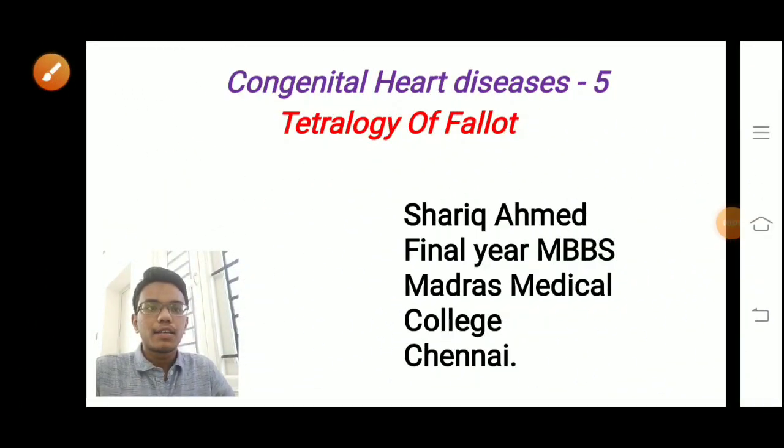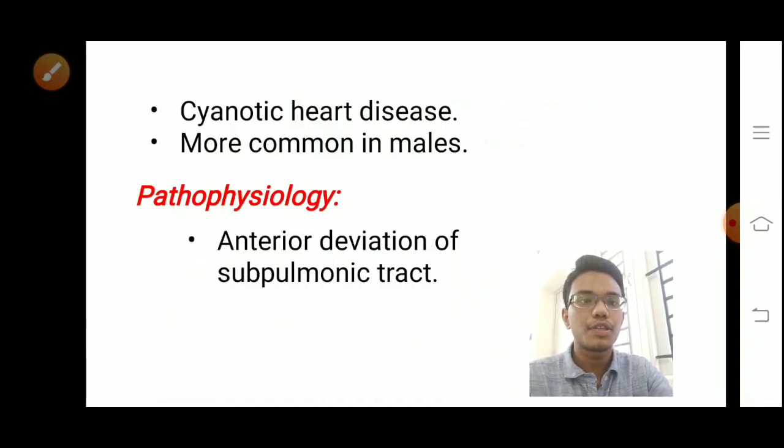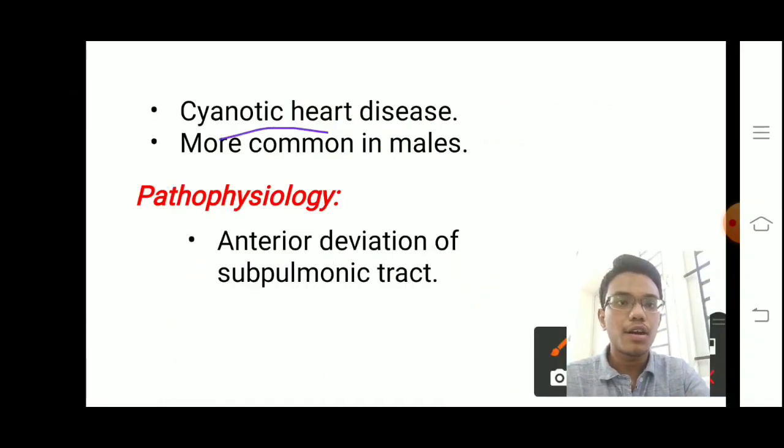Welcome back. Today we will learn about Tetralogy of Fallot, that is TOF. Okay, so Tetralogy of Fallot is a cyanotic heart disease. Here cyanosis will be present and this will be a right to left shunt. Going to the definition, it's a cyanotic heart disease and it is more common in males.